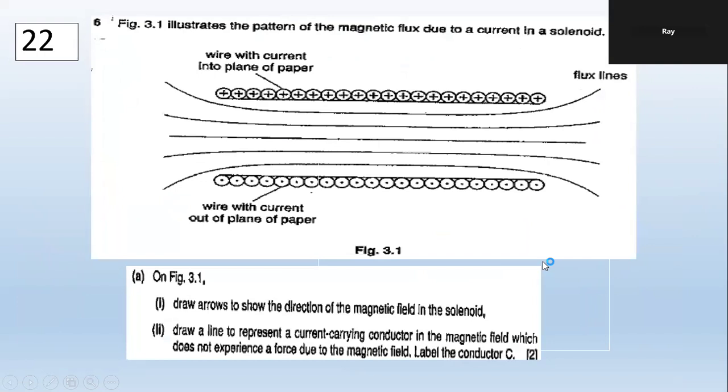Okay. This is an old question. Figure 3.1 illustrates the pattern of magnetic flux due to current in a solenoid. On figure 3.1, draw arrows to show the direction of the magnetic field in the solenoid.